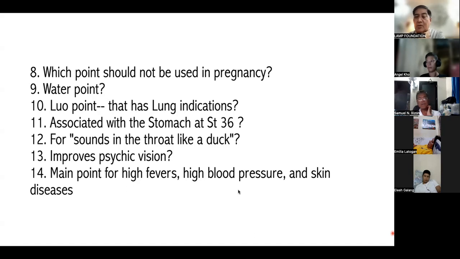Sa needling po ulit, Doc. Una-una mo itutusok yung stomach 9, LI18. Lahat ng mga mahirap, Doc. Yes, pati bladder 1. Okay, great. Wow! Next, improve psychic vision.